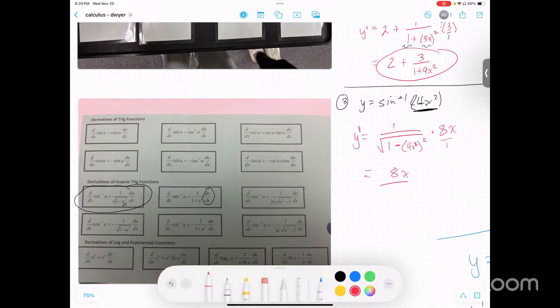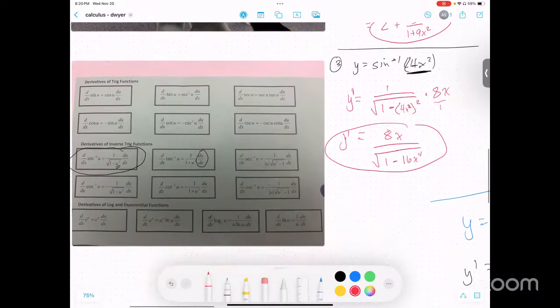So it's 8x over the square root of 1 minus, and you could square that if you want, or you can just leave it like it is. I prefer to square it. 16x to the 4. Oh, yeah, sorry. Okay. So that's your answer.